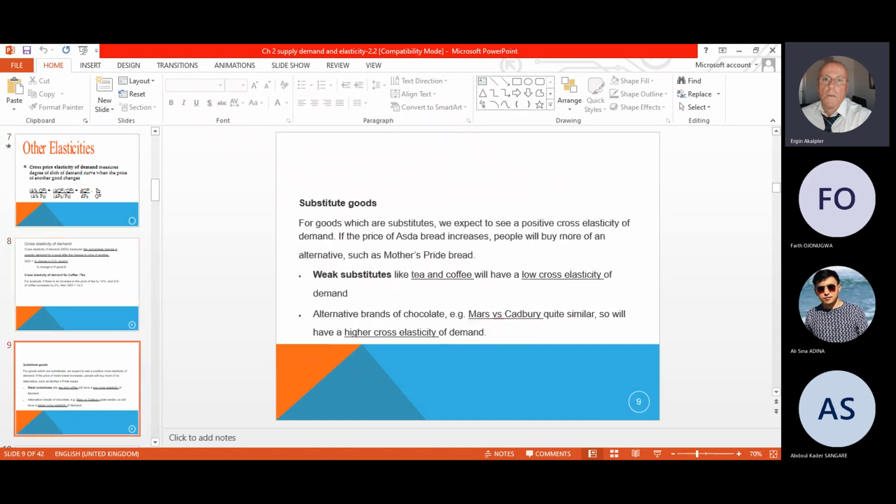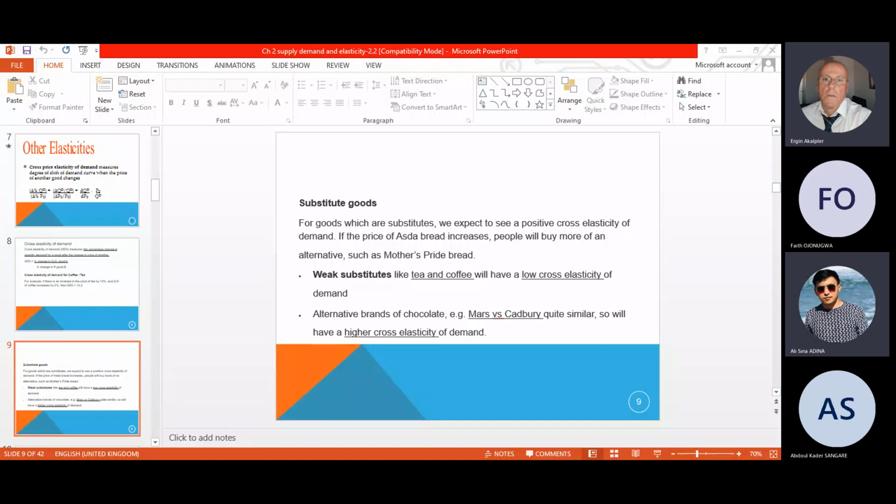Okay. The substitute goods. For goods which are substitutes, we expect to see a positive cross. I prefer to use this because this is better, I think, for you, isn't it? You are able to see this? Yes, Are you able yes, to? Yes. Okay. yes. I think it is better than we can read it better.